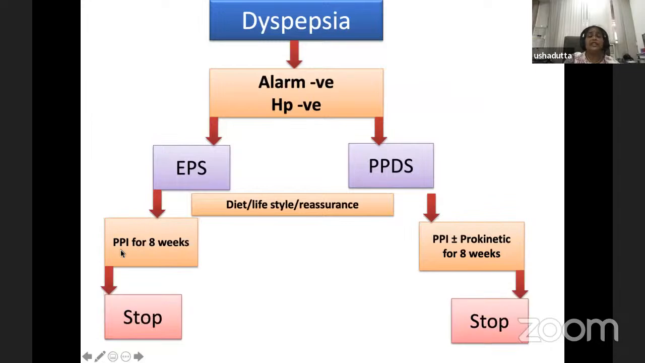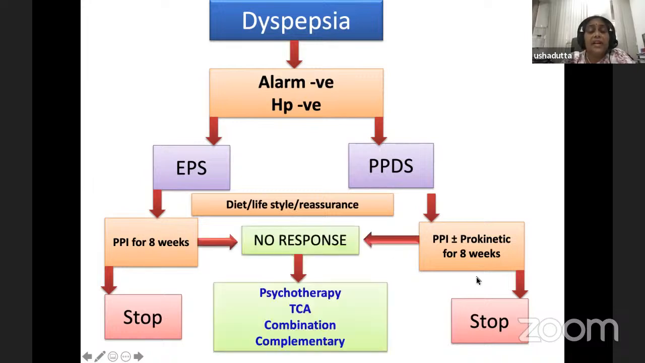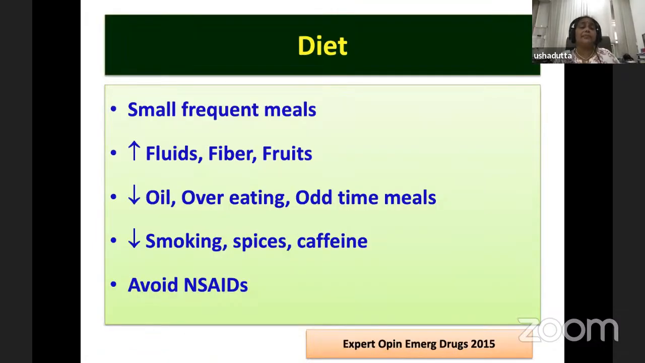And then we differentiate whether it's epigastric pain syndrome or postprandial distress syndrome. Epigastric pain syndrome, we give PPI for 4 to 8 weeks. For postprandial distress syndrome, we give PPI with or without prokinetics for 8 weeks. If there is no response, as I said, there's a role of stress and other mediators. So psychotherapy, tricyclic antidepressants, combination therapy, and complementary therapy are useful in managing this vexing disorder.